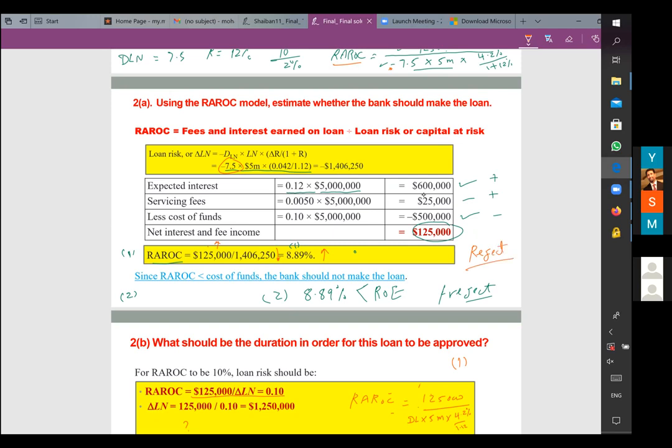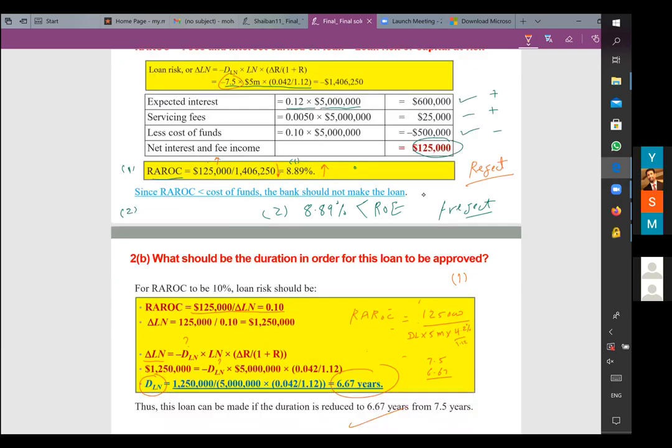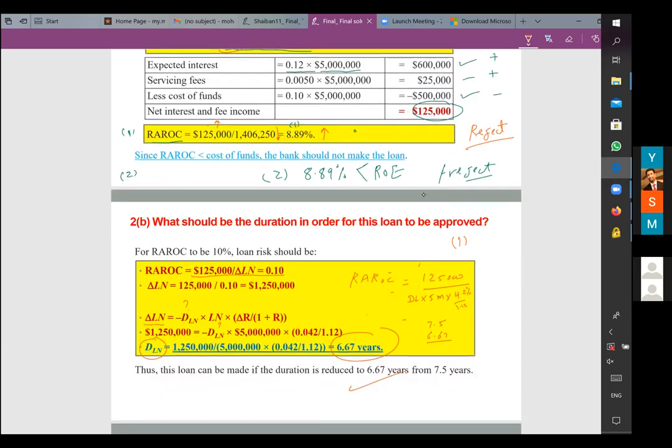And if there is a question now to play with that, which means try to make it accepted, then you can play with the income or the risk of the loan. And the risk of the loan, you can do it through the duration. Duration means you discuss with the customer if he can pay faster, or you can play with decreasing the risk of the customer or the borrower to pay you faster.